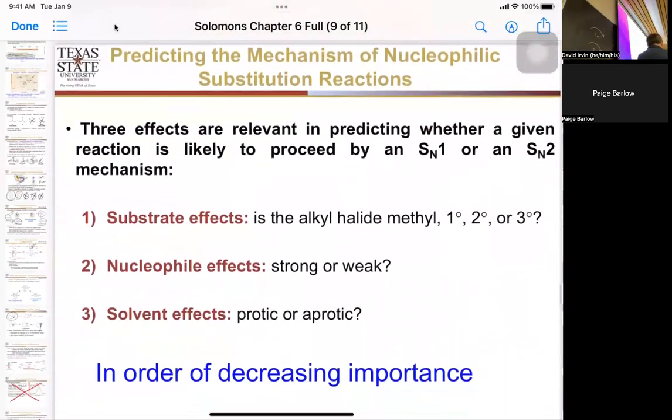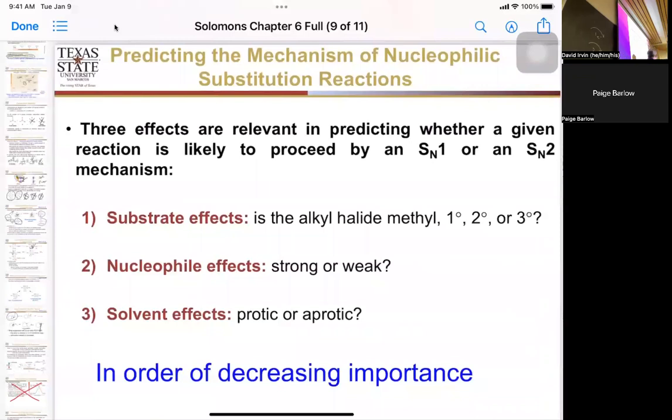So now, how do you know which mechanism your reaction is going to do? You want to be able to predict your product, right? So we want to predict whether it's going to go SN1 or SN2, and we want to look for 3 things. Substrate effect: can you form a stable carbocation? If you can't, probably not going to go SN1. Nucleophilic effects: if it's a strong nucleophile, then you might want to think SN2, but if it's a hindered nucleophile, we might have to go SN1.